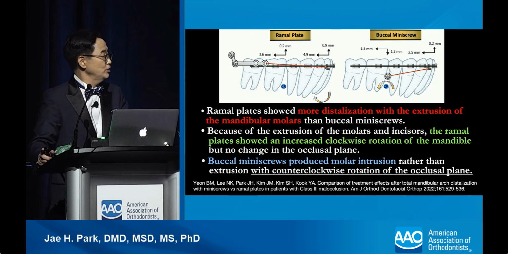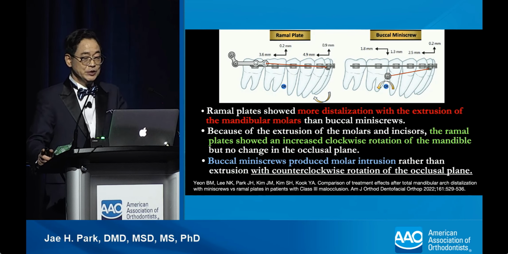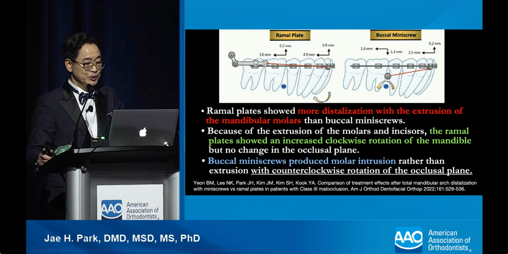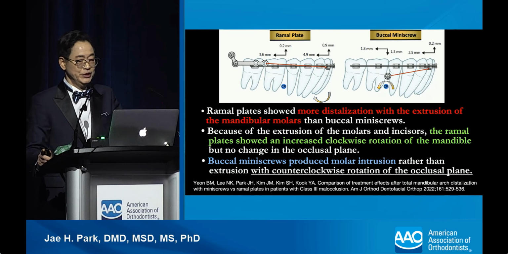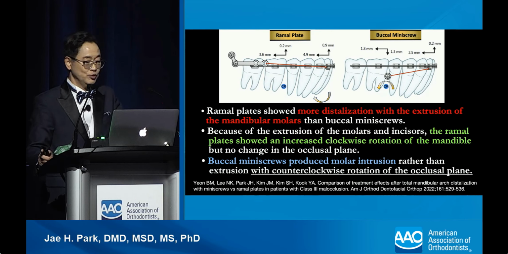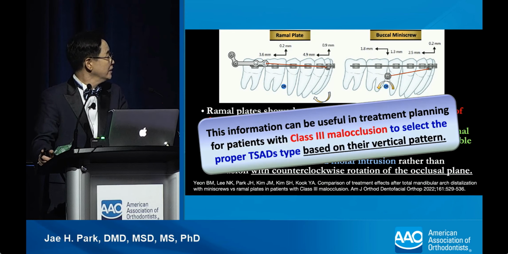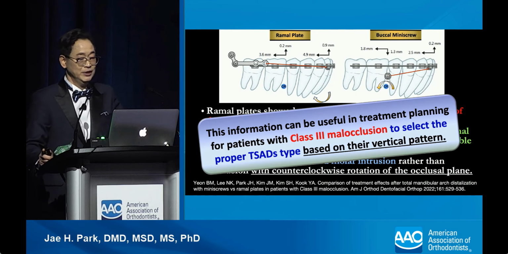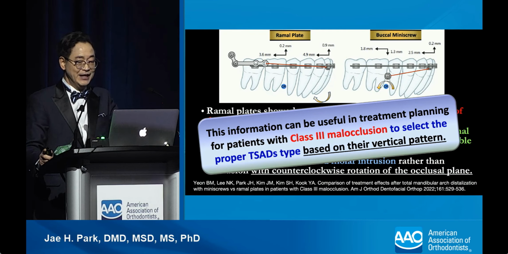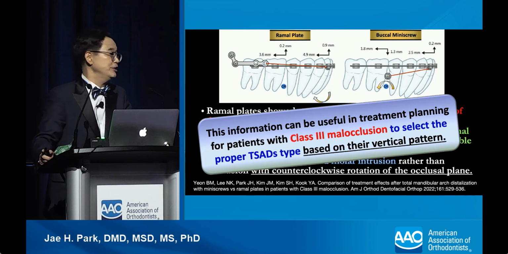Because of the extrusion of the molars and incisors, the L plate shows increased clockwise rotation of the mandible, but no change in the occlusal plane. Buccal miniscrews produced more intrusion with counterclockwise rotation of the occlusal plane. This information can be used in treatment planning for patients with Class 3 malocclusion to select the proper TAD type based on their vertical pattern.